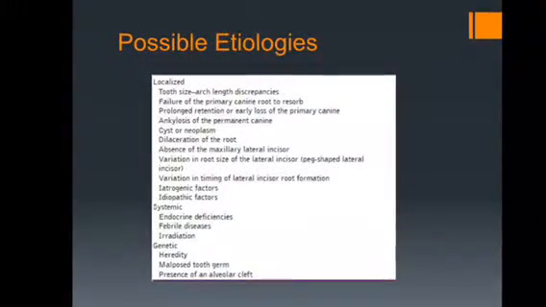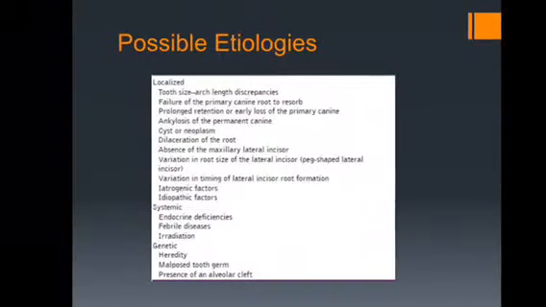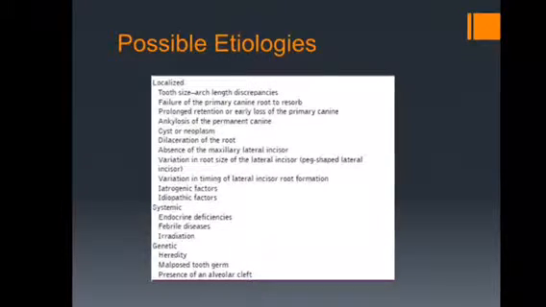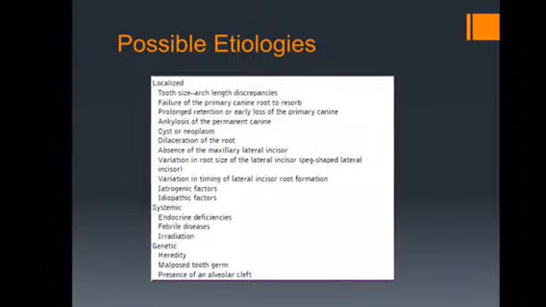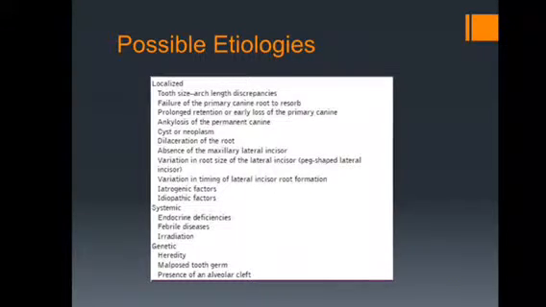And as you can see on this slide, it's just a little chart describing localized, systemic, and genetic possibilities. With localized etiologies, you could have just tooth size and arch discrepancies, failure of the primary canine root to resorb, prolonged retention or early loss of primary canine. Then you could have cysts or dilacerations, absence of maxillary laterals, then iatrogenic and idiopathic factors.